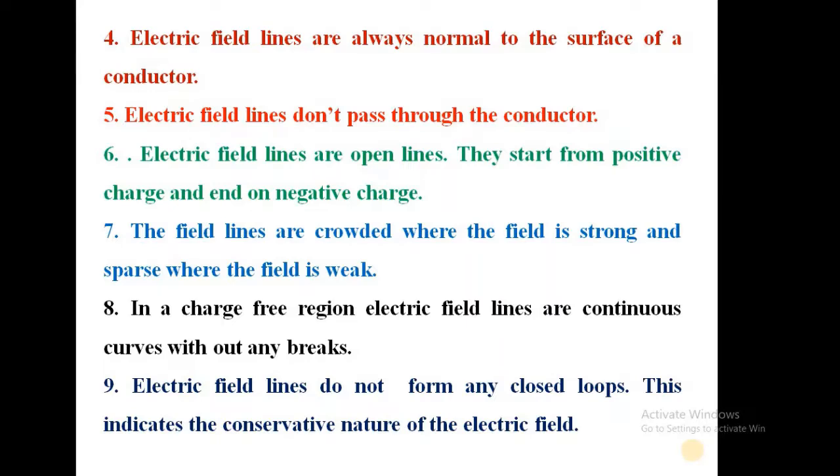Ninth property is electric lines do not form any closed loops. This indicates the conservative nature of the electric field. If any force is said to be conservative, the work done by the force should be stored as potential energy in that body. That's why that force is called a conservative force. The field created by that force is called a conservative field. Here the electric field is conservative in nature.